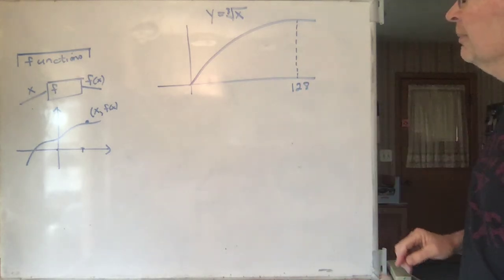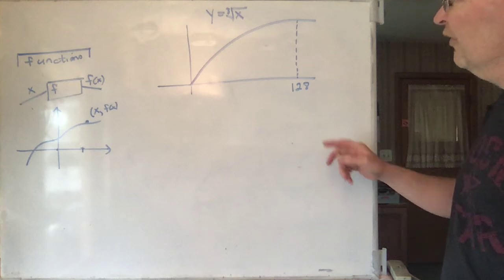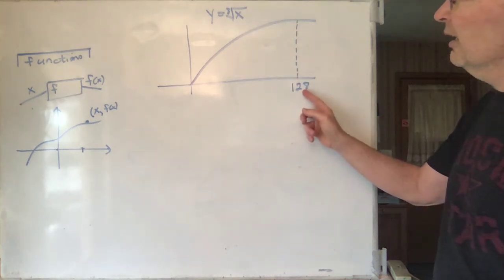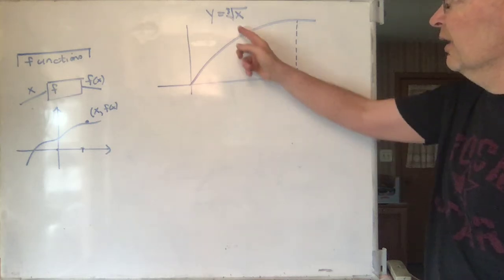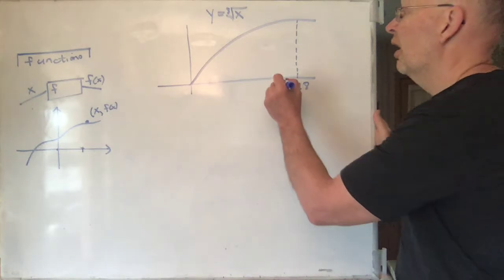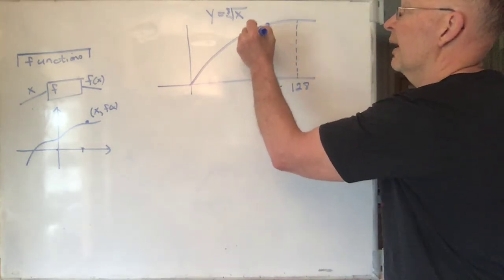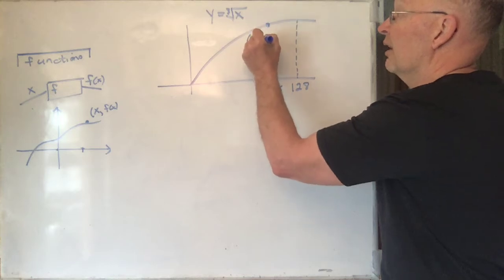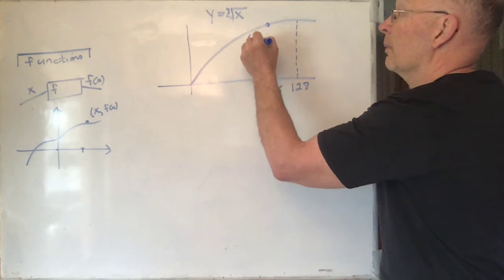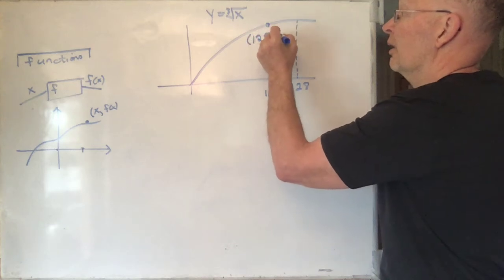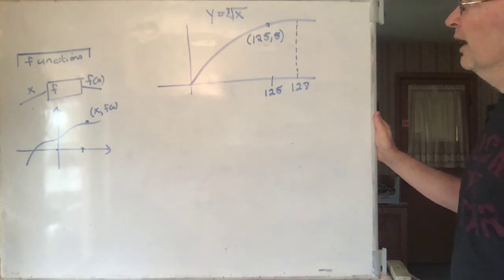Okay, 128. And so what we do is we first find a number close to 128 for which we can easily find the cube root. It's an exact value. And notice that the cube root of 125 is 5, right? 5 times 5 times 5 is 125. So there's a value on the graph.